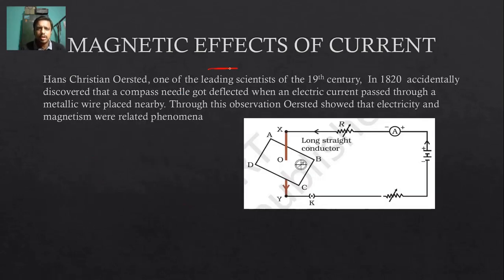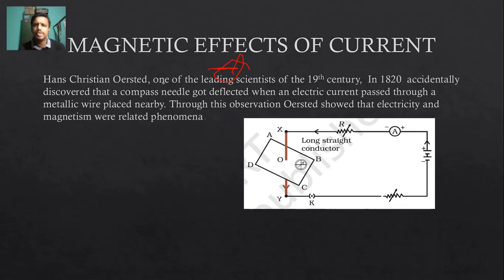Magnetic effects of current. That's the next topic. Hans Christian Ørsted, one of the leading scientists of the 19th century, accidentally discovered in 1820 that a compass needle got deflected when an electric current was passed through a metallic wire placed nearby. Through this observation, Ørsted showed that electricity and magnetism were related phenomena.